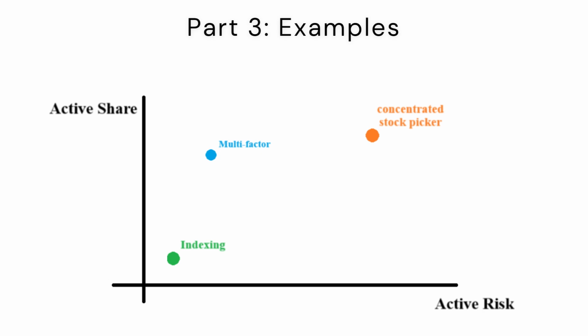A sector rotator is an excellent example of how to take on a high active risk. The bigger the difference in sectors between the investor portfolio and the benchmark, the less the cross-correlation between the 2, and the higher the active risk. However, in this case, the active share may be high or low depending on if the investor portfolio is concentrated on few stocks or not.